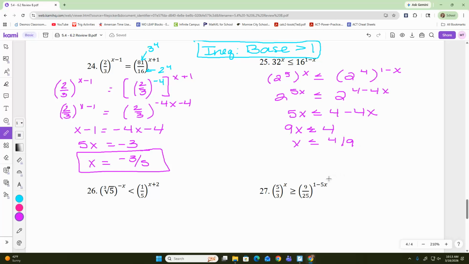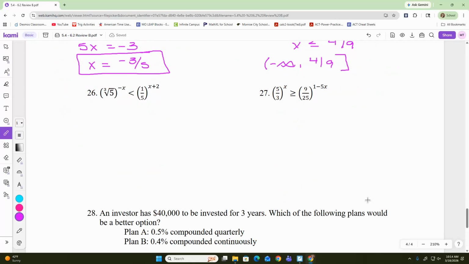All right, I do expect, though, anytime we have an inequality problem, I want an interval at the end. So how do we show less than? And since I had an equal to, that gets a bracket. All right. Let's look at 26 and 27. So, the cube root of 5, how would I rewrite that?